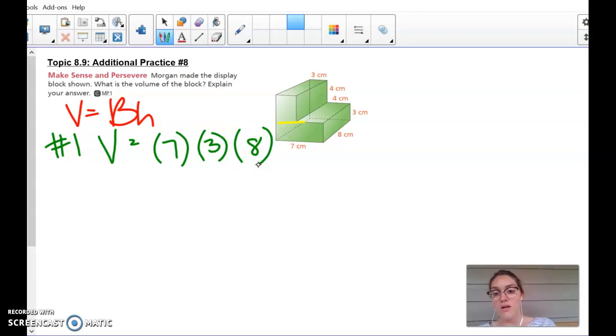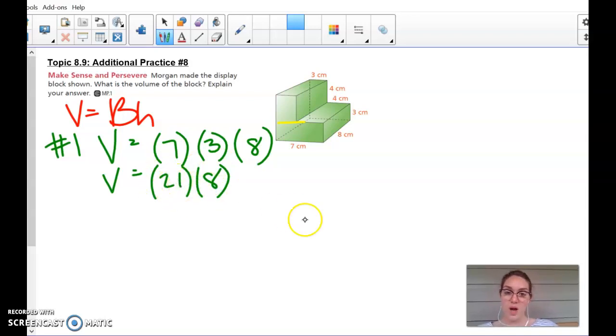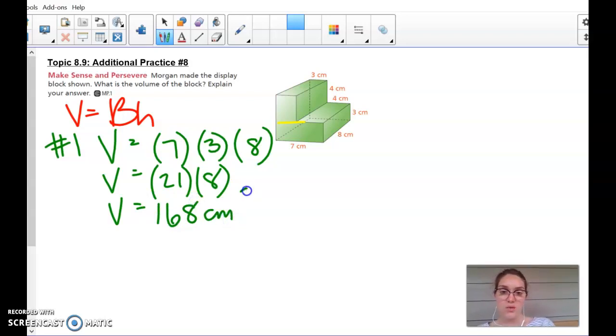All right, so volume is going to be equal to 7 times 3, which is 21, times 8. So the area of the base is 21 and then multiplied by my height. Volume is going to be equal to 21 times 8 is 168 centimeters cubed.